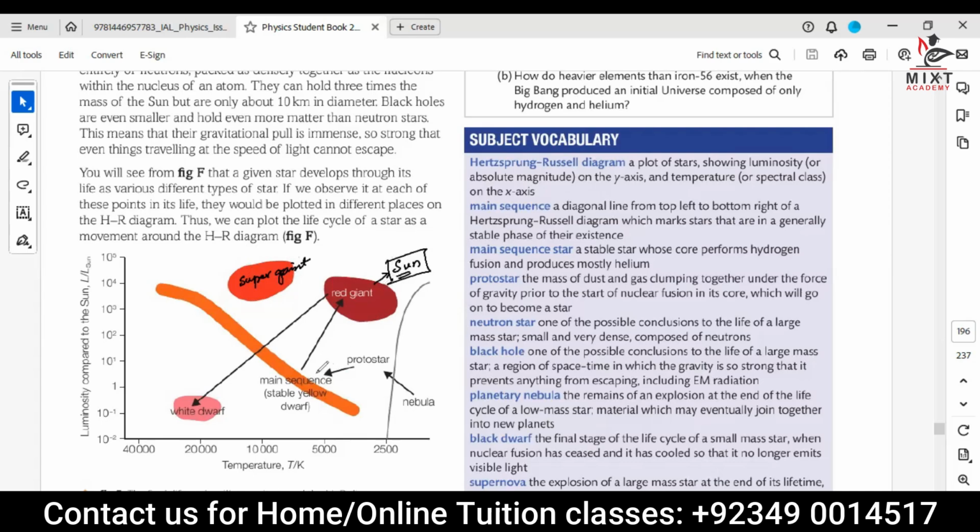Then we have the main sequence. Main sequence stars come from protostars, which come from the stellar nebula. And after the red giant, you find the white dwarf. First, the sun is basically a main sequence star. Now the sun is a red giant. After that the sun will convert to a white dwarf, and then the sun will die. This is the life cycle of the sun. With this, the life cycle of the sun ends.